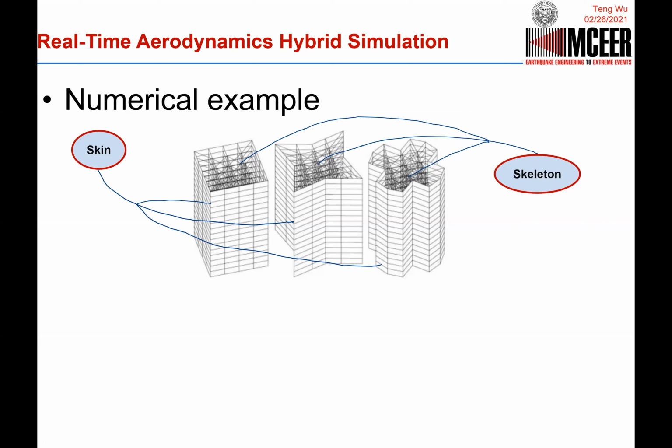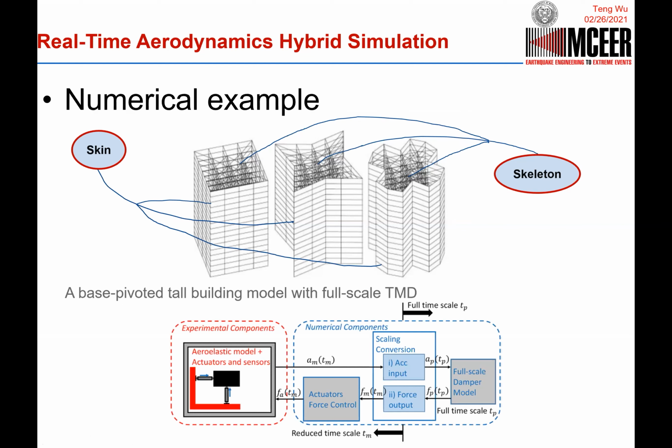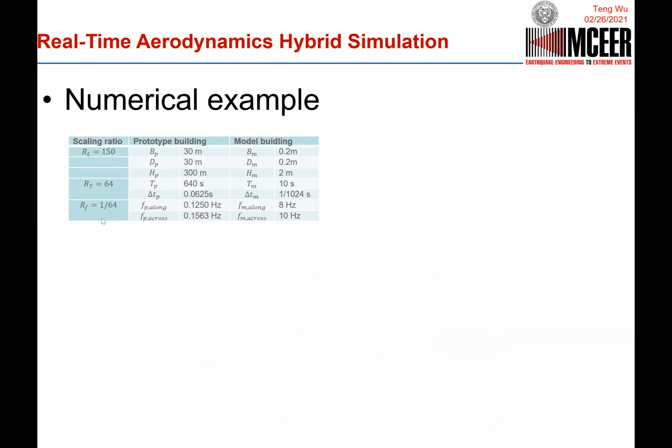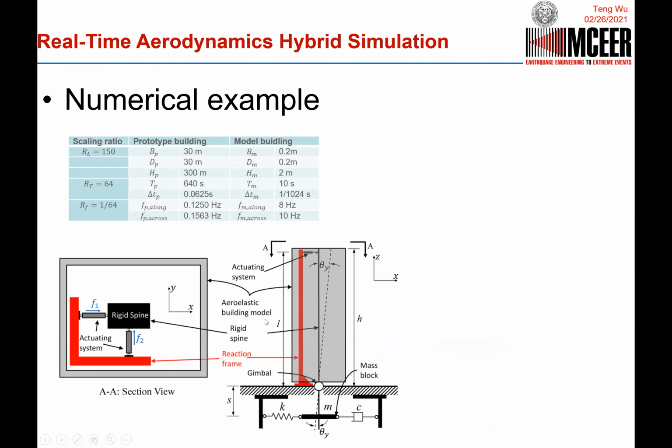With this consideration, we also tried another example: the base pivoted tall building with a full-scale TMD. The unique feature here is that because we want to use a full-scale damper, the experimental component and the numerical world have different scales, so we need to add some scaling conversion schemes for this situation. And these are the building model parameters in the wind tunnel.